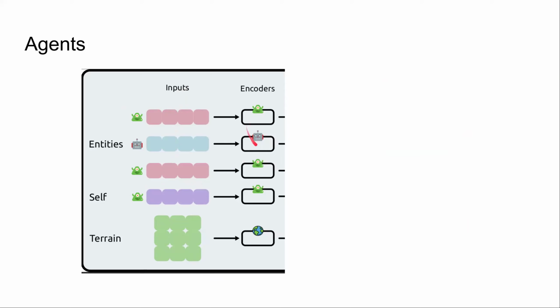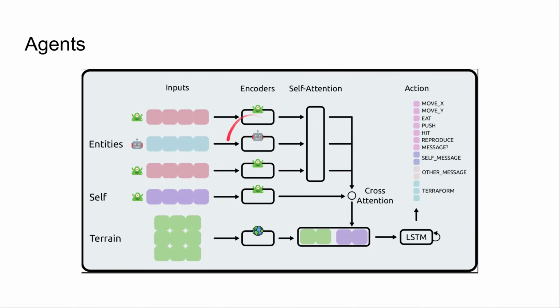So the agents have a separate encoder to the robots, which in turn is also separate from the terrain. Each of these encoders effectively processes these input features into some sort of embedding. What we do then is we perform self-attention over these entity embeddings and use cross-attention with the agent's own embedding to compute an effective entity representation, indicating the important information of the entities around.